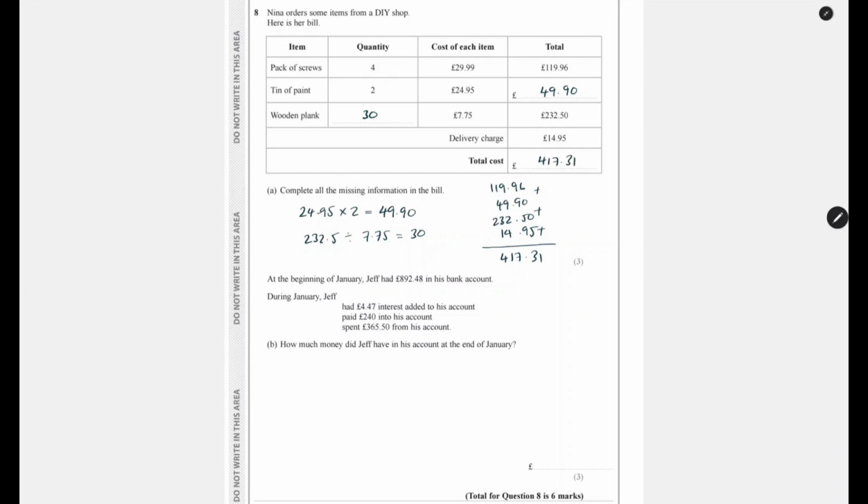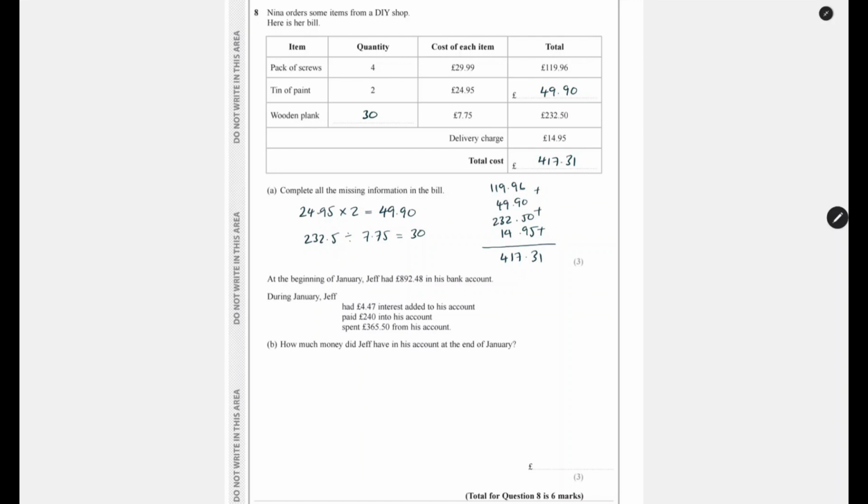So the total cost for everything is £417.31. At the beginning of January, Jeff had £892.48 in his bank account. During January, Jeff had £4.47 interest added to his account, paid £240 into his account, and spent £365.50 from his account. How much money did Jeff have in his account at the end of January?